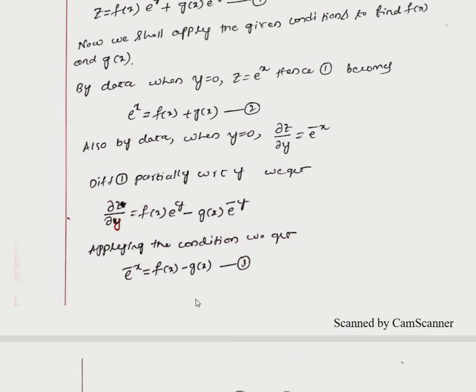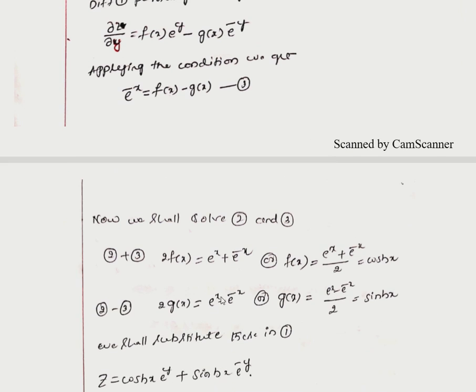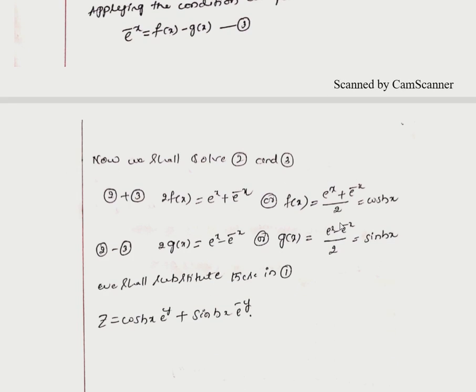2g(x) is equal to, here 2 minus 3, e^x minus e^(-x). Divide 2 on both sides, the 2 gets cancelled. g(x) is equal to (e^x minus e^(-x))/2. That is equal to sinh x. This value is sinh x.